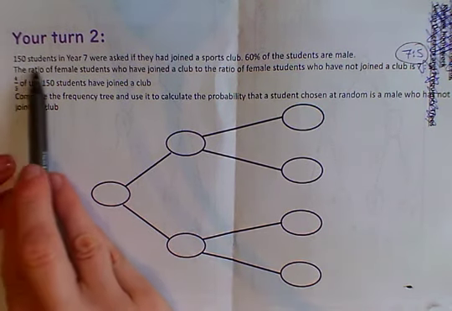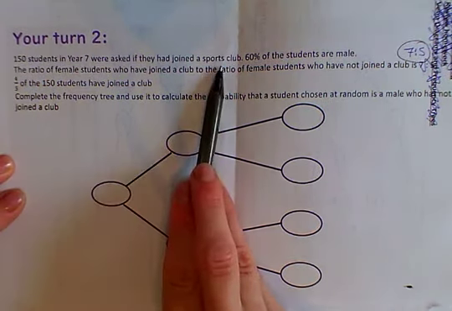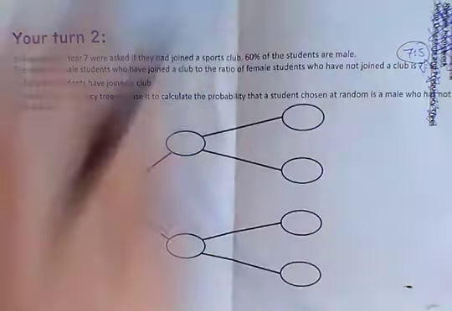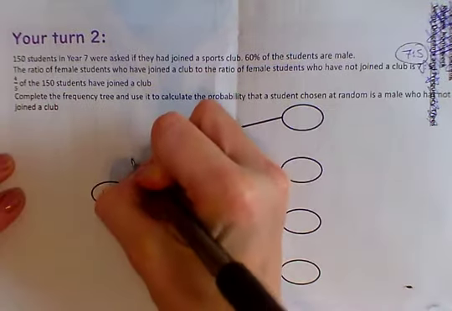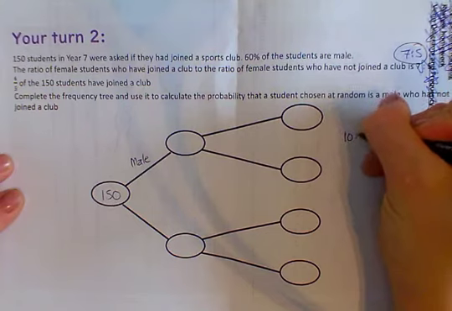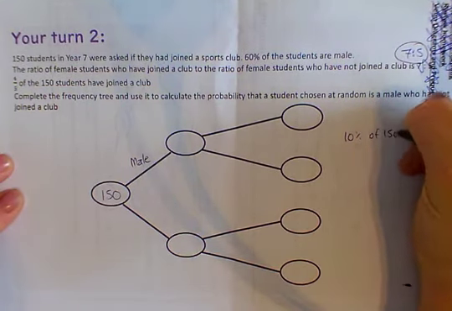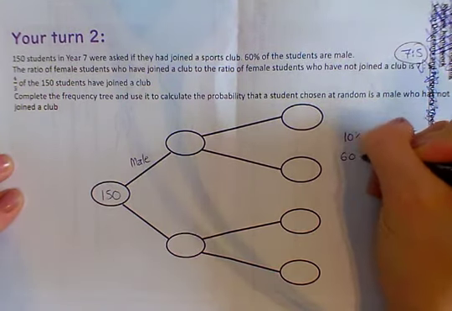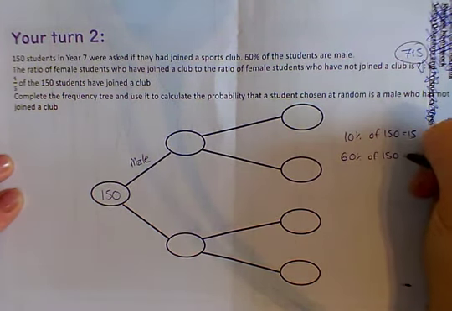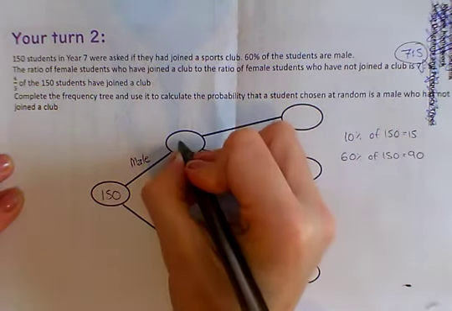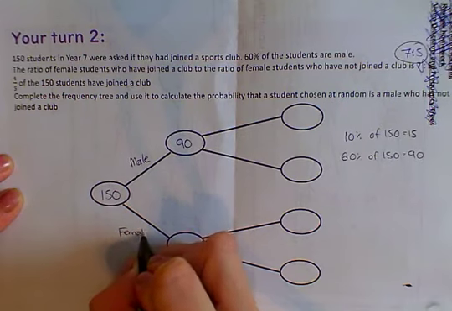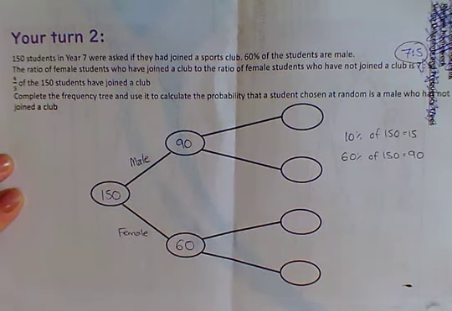We're told there's 150 students in year 7, and they were asked if they joined a sports club. So we've got 150 in total. 60% of the students are male. So if we're trying to calculate what 60% is, well, 10% of 150 is equal to 15. So 60% means we'll have to times this by 6, and that gives us 90. So there are 90 male students, which means that there must be 60 female students.